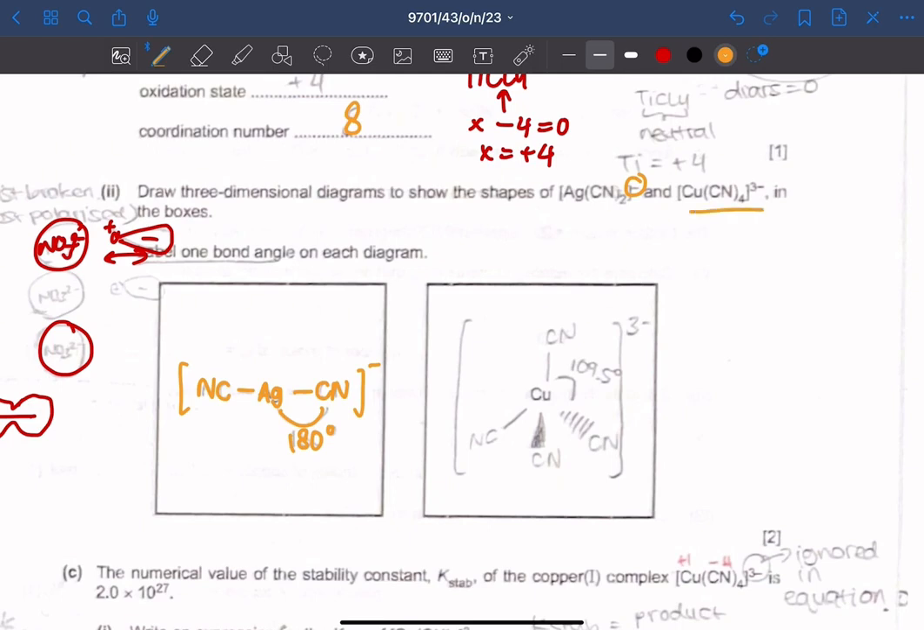[Cu(CN)4]3-, from the 4 ligands, we know that it's a tetrahedral shape. So we should draw it in 3D structure with the shaded and dashed bonds, and then draw the angle of tetrahedral at 109.5 degrees, with the charge of 3-, and done.